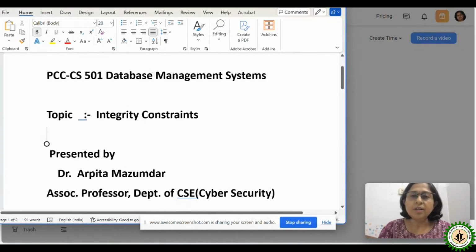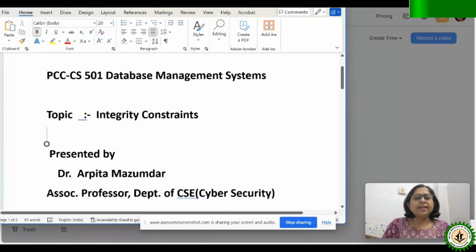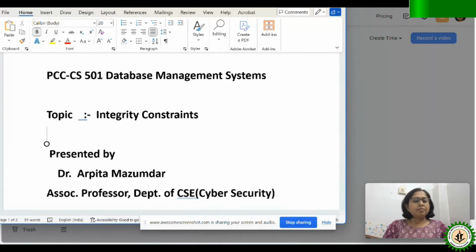Hi students, good morning. Let us continue with the further concepts of integrity constraint. In the last class, we discussed the various key concepts. We discussed the super key, then we came across the concept of candidate key, and finally, we concluded with the concept of primary key. So now let us go further to discuss the integrity constraints.